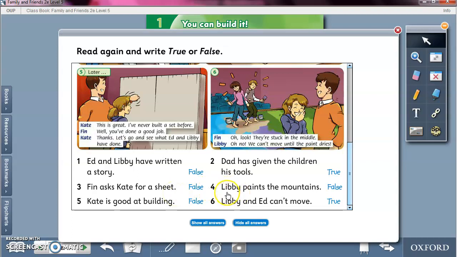Number 4, Libby paints the mountains. This sentence is false. Libby paints the sky, or we can answer it by delete Libby, write Ed. Ed paints the mountains. Sentence number 5 is false. Kate is good at building. Kate is not good at building. Number 6, Libby and Ed can't move. This sentence is true.